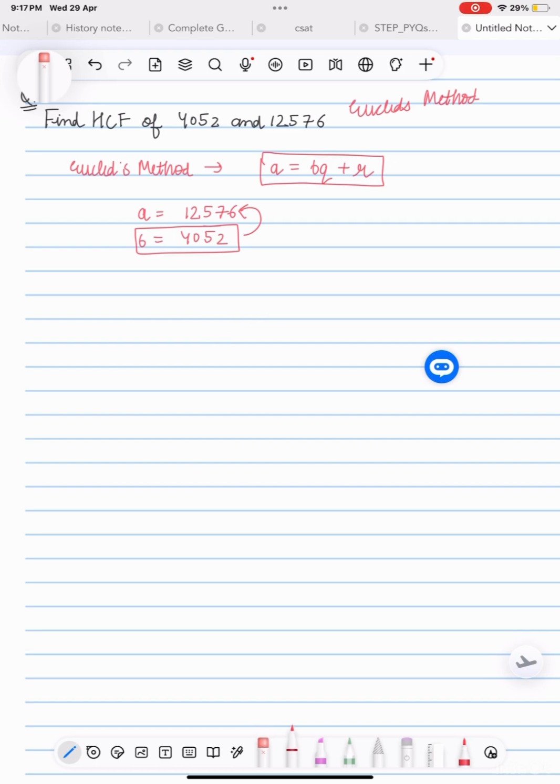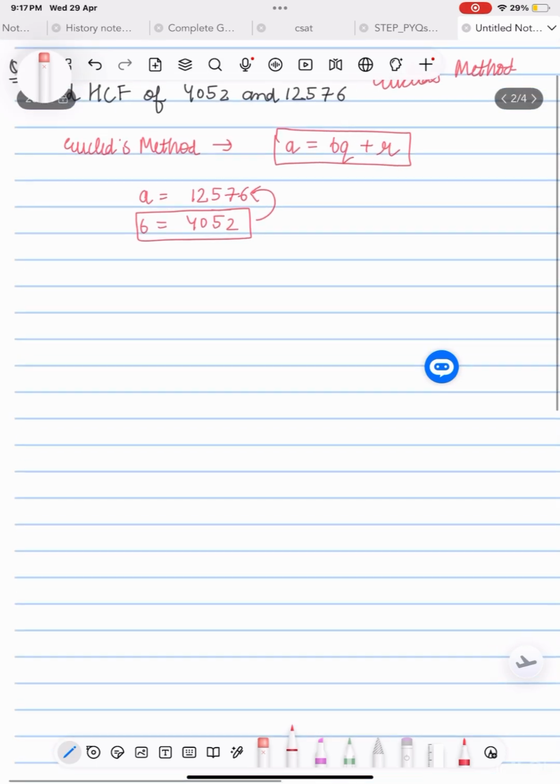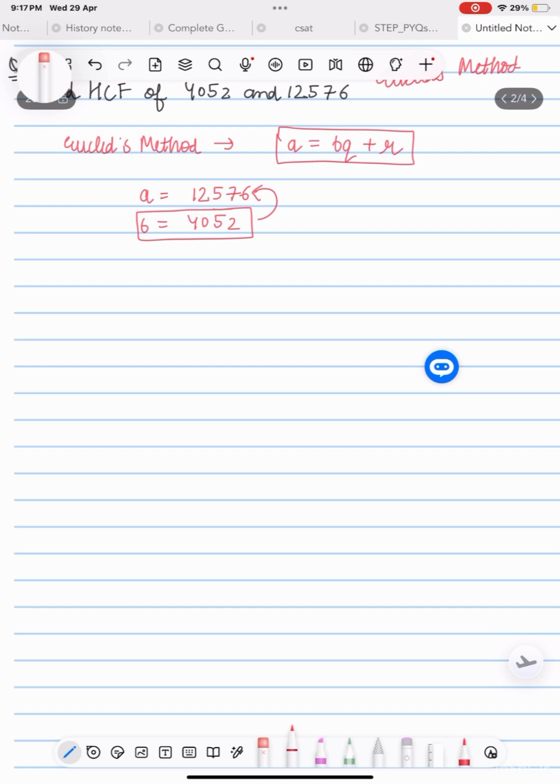In this sense, we have to write 12576 in terms of B. Let's do it. 12576 is equal to 4052 times something. Now, how many times can I multiply to get nearest to this number? 4 threes are 12, we know. Let's see, 4052 into 3, and what will be left? Around 420. After calculating it, you will get this 12576 exactly.